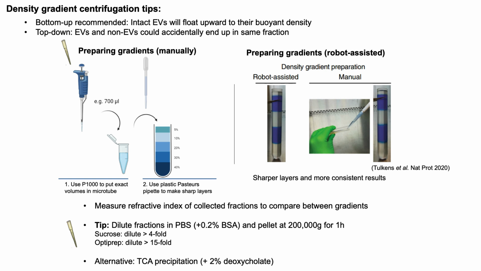Then if you want to get the EVs from the density solutions, you can out-dilute the fractions in PBS. You can even add some BSA to reduce sticking. And here it's important to notice that if you work with OptiPrep, you need to out-dilute your sample considerably, because OptiPrep, even at low concentrations, will form a gradient on itself. So it will be difficult to pellet all the EVs in this step. As an alternative, if you're only looking at EV markers on Western blot, you can also do TCA precipitation just to get the proteins out.